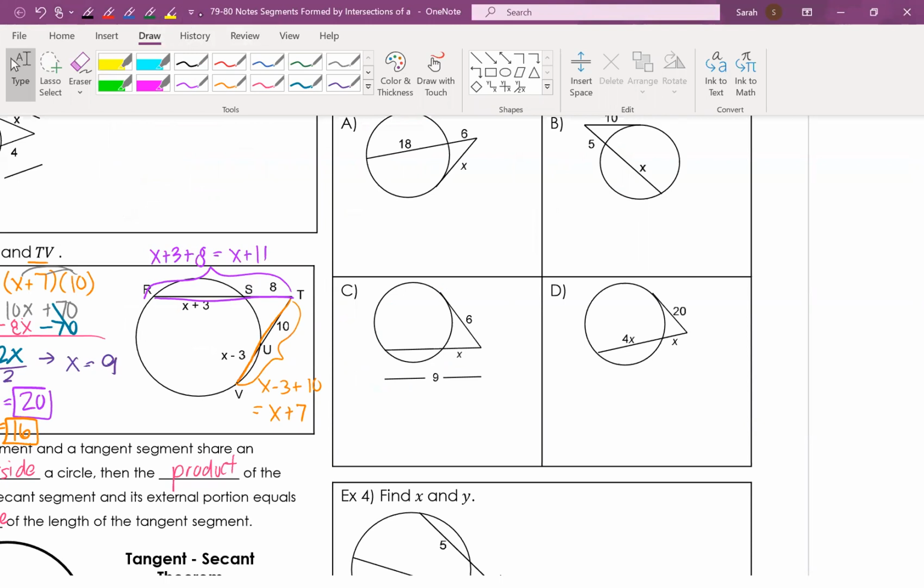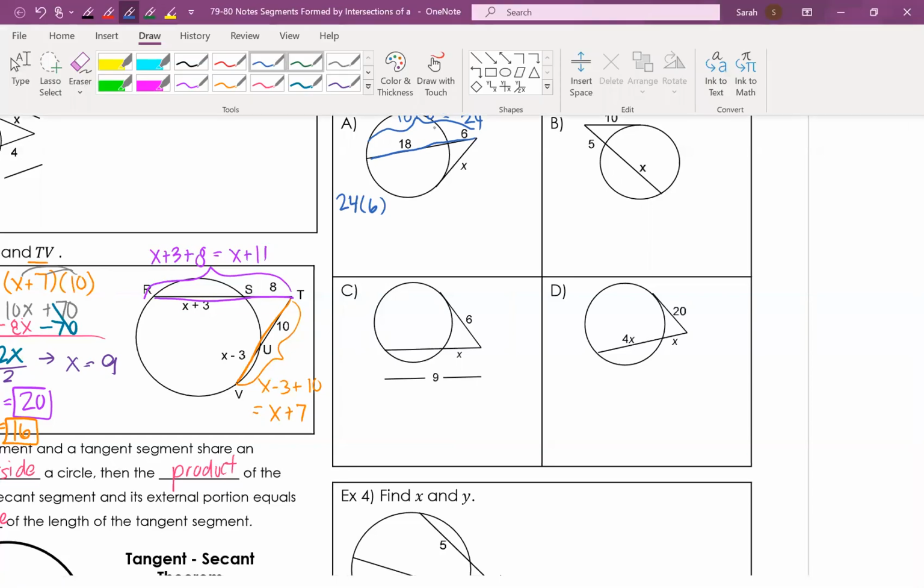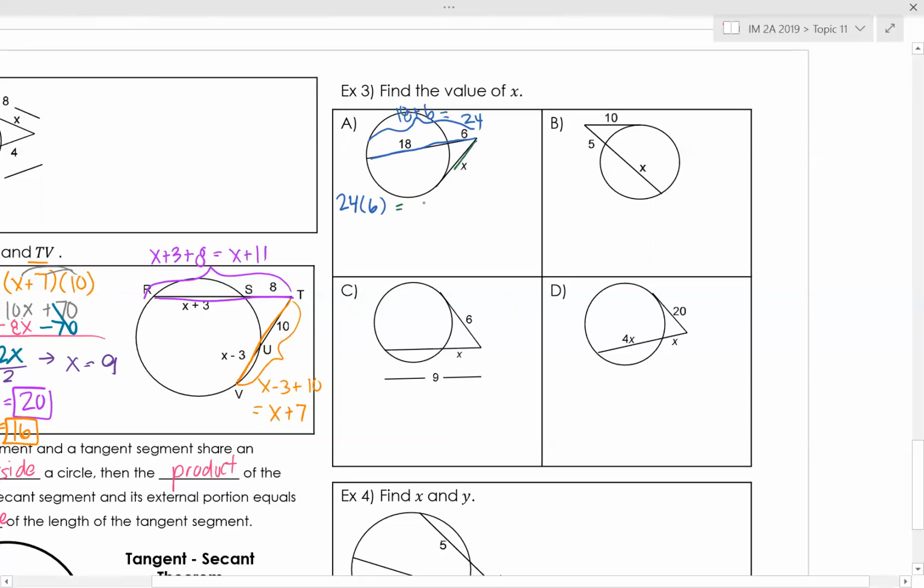So for this one, we're looking at the secant. So the secant line is this guy. If I add this together, 18 plus 6, that means that the whole length is 24. So that means that I'm going to do 24 times my outside 6 is equal to x squared.